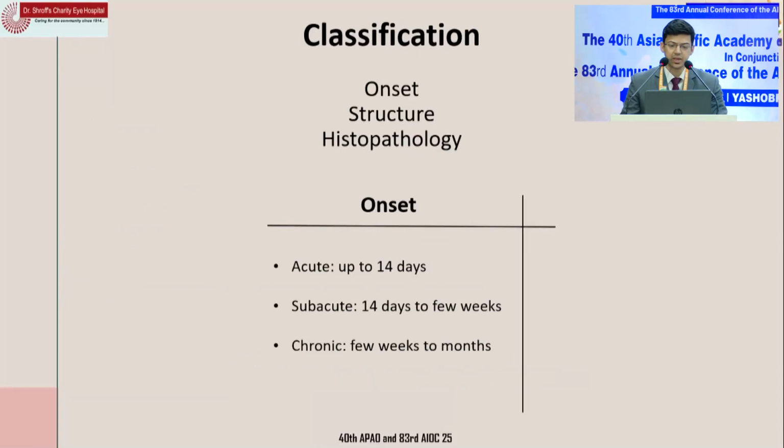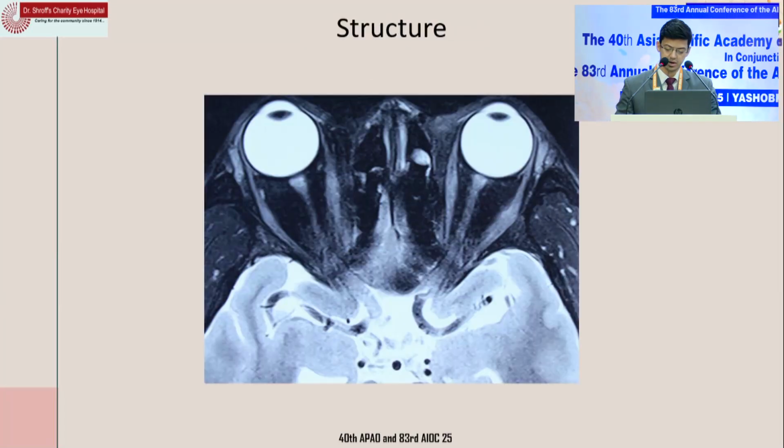This is the classification of IOID based on the onset, and according to the structures that might be affected in IOID, it can be classified as anterior, posterior, apical or diffuse IOID.